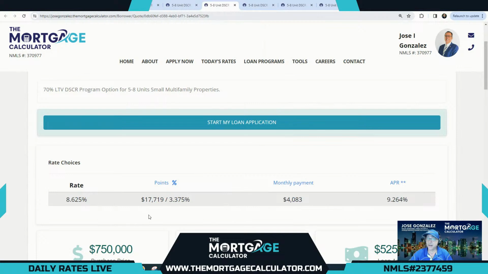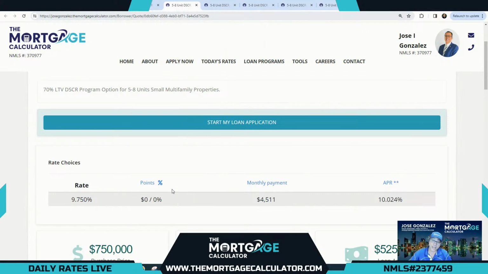So again, let me just go a minute here. The payment here is $4,083 principal and interest, but it costs you 3.375 points or $17,719 to buy down that rate. Whereas here, the customer could decide, I'll pay $500 more a month. Is that what it is? Yeah, roughly. A little bit less, about $430 or something like that, more per month to save $17,000.